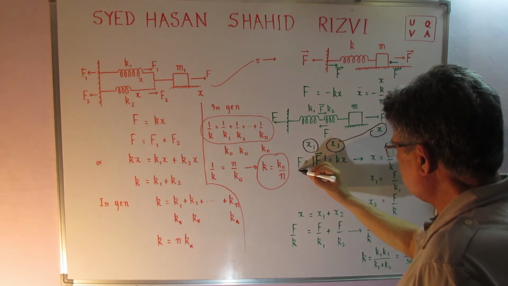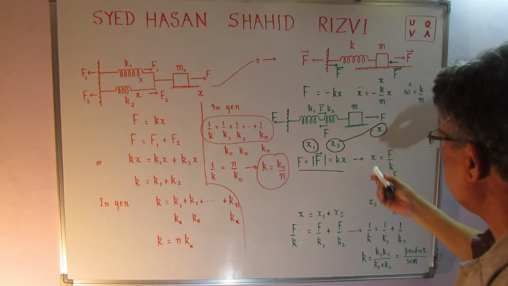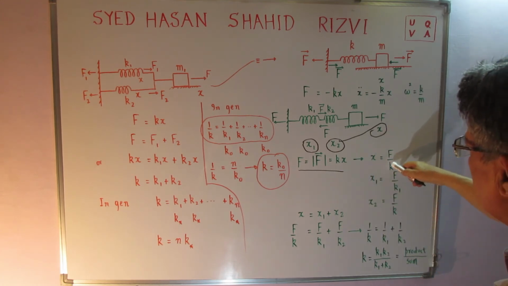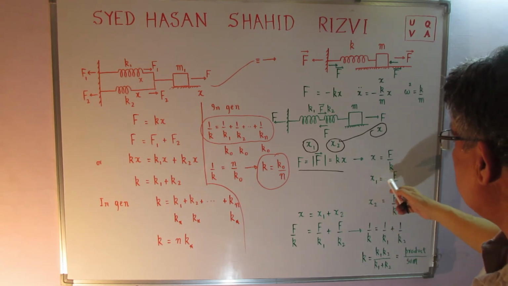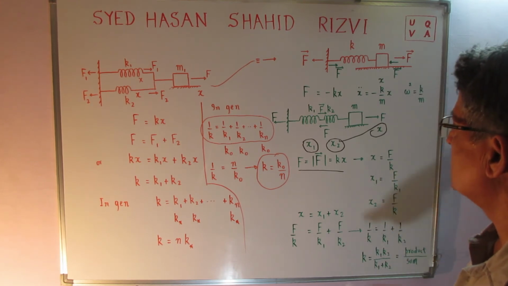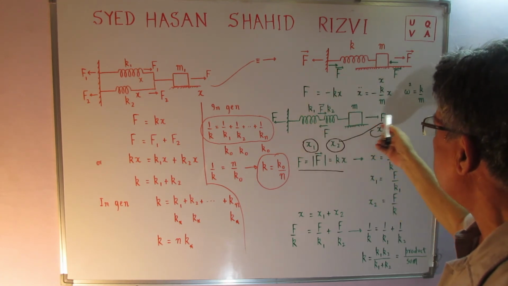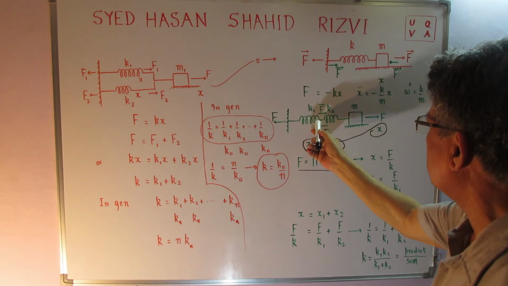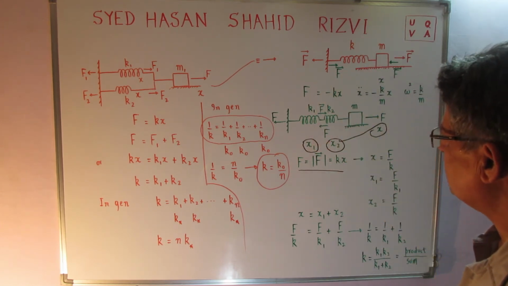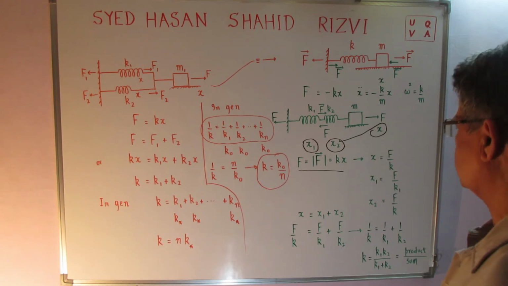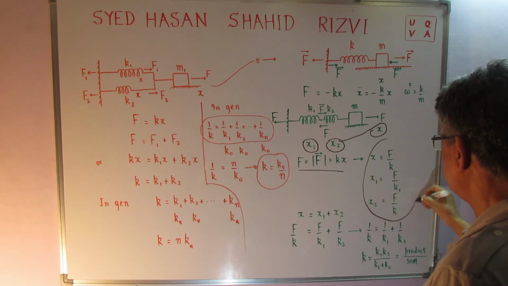Now if I take this equation, F is equal to kx, I can write the displacement x as equal to F upon k. And similarly for x1 I can write F upon k1. Remember, both the springs over here have the same force. If F is here, then F is here, and F is here, so that they are stretched or compressed.